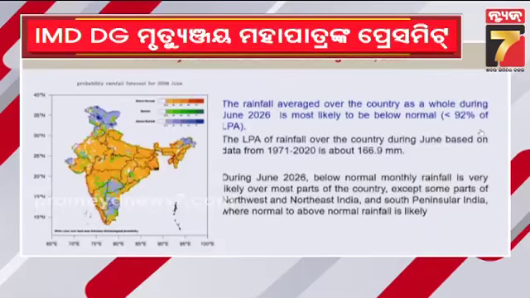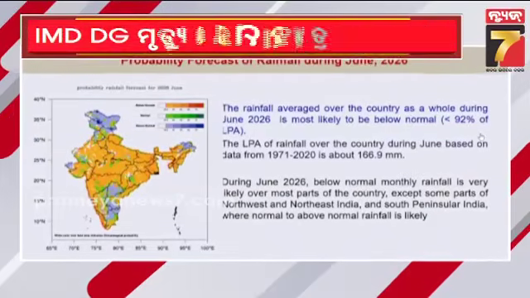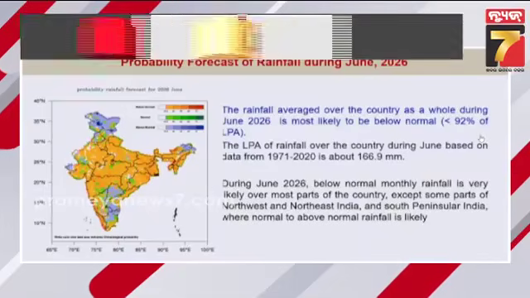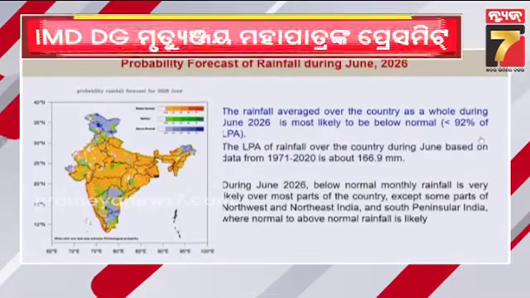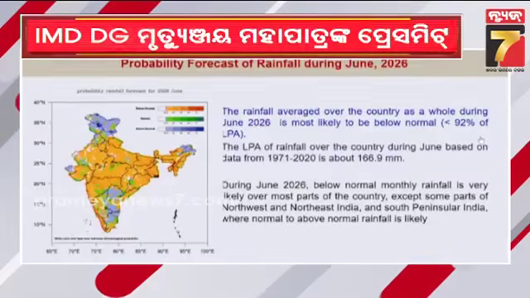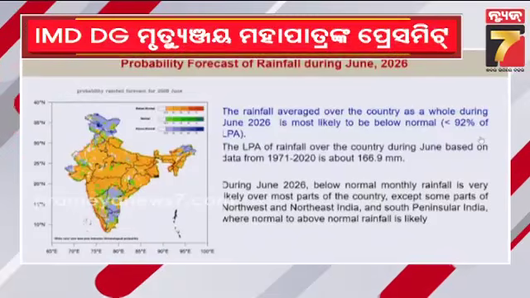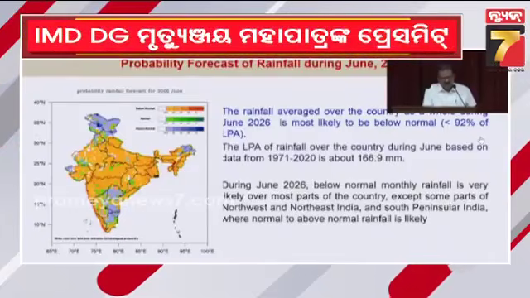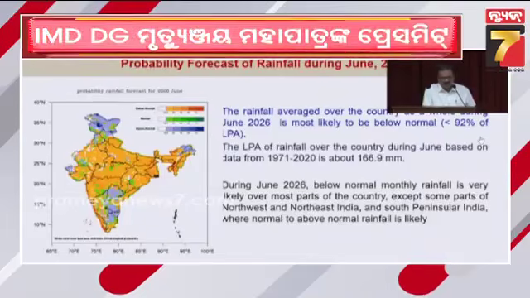Now let us look at the rainfall forecast for June 2026. The rainfall averaged over the country as a whole during June 2026 is most likely to be below normal, that is less than 92% of the long period average. Here also, like the monsoon seasonal pattern, you can find a similar pattern in June. We are expecting normal to above normal rainfall activity in the eastern part of the South Peninsula. It is covering many parts or most parts of Telangana, South Andhra Pradesh, eastern part of Karnataka, and many parts of Tamil Nadu and Puducherry.